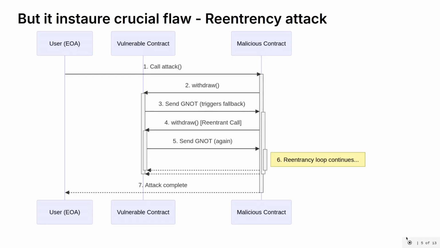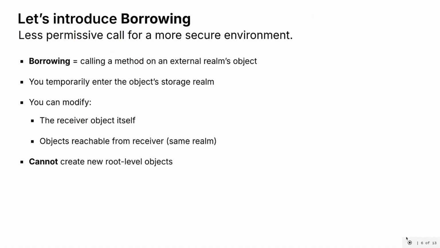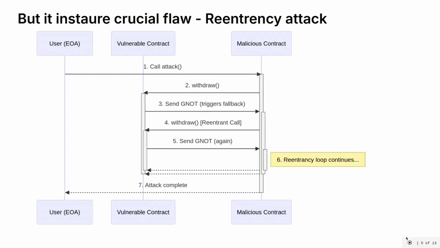That's what happened in the DAO on Ethereum, which ended up in a disputed fork leading to Ethereum Classic and Ethereum. Gno.land introduced a security mechanism called borrowing. It is a less permissive call for more secure environments. Borrowing basically lets you call a method on an external realm object, and at that time you temporarily enter the object storage realm. You cannot modify a global state, but you can modify the receiver object itself and objects reachable from the receiver. If we go back to our reentrancy attack, you won't be able to send any funds since it is a global state, so you will have to go through a more permissive call.